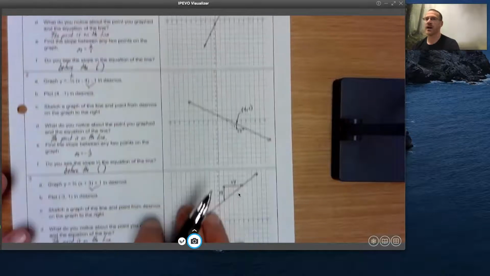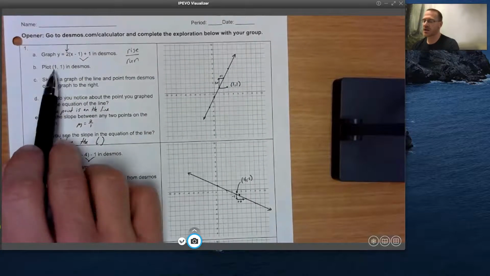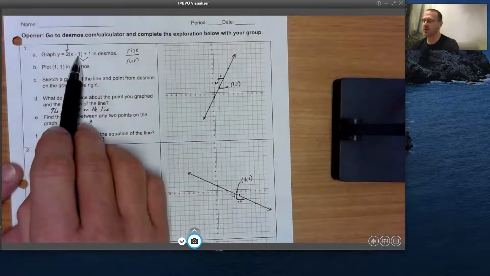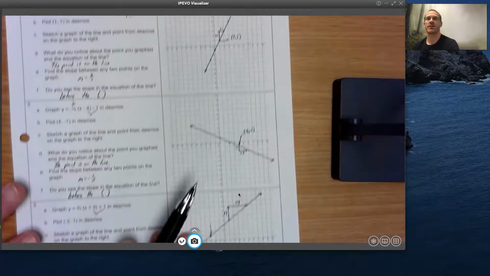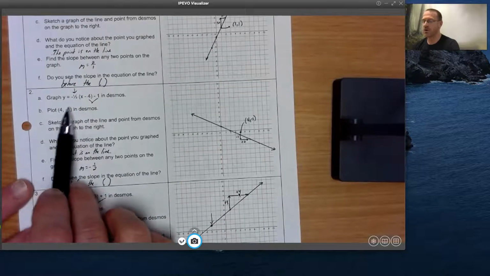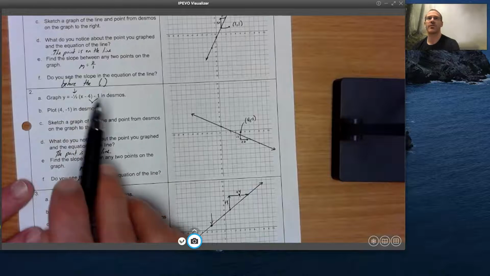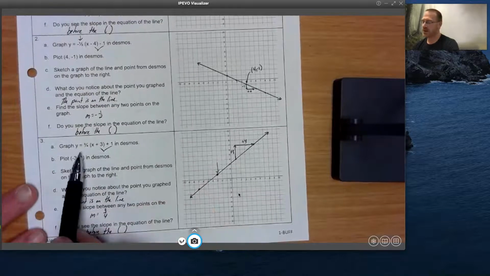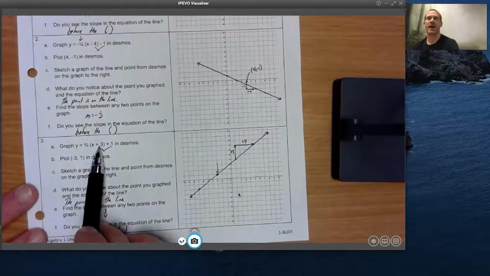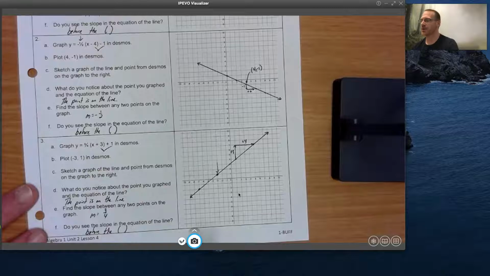Now let's go back and look at the x's. My x here is 1, but I see a negative 1. My x here is 4, and I see a minus 4. I see a negative 3 here, and I see now a positive 3. So maybe there's a pattern there, seeing that in the equation.